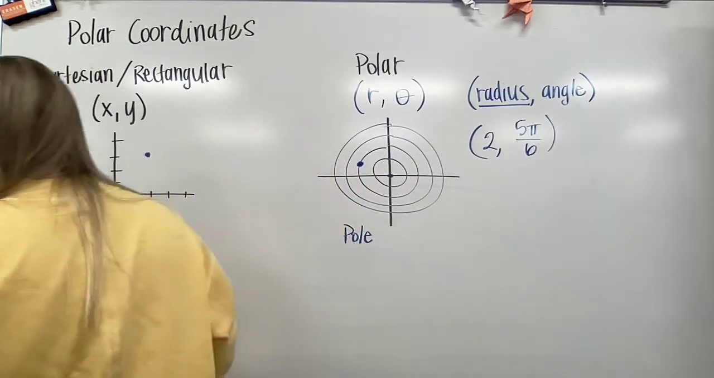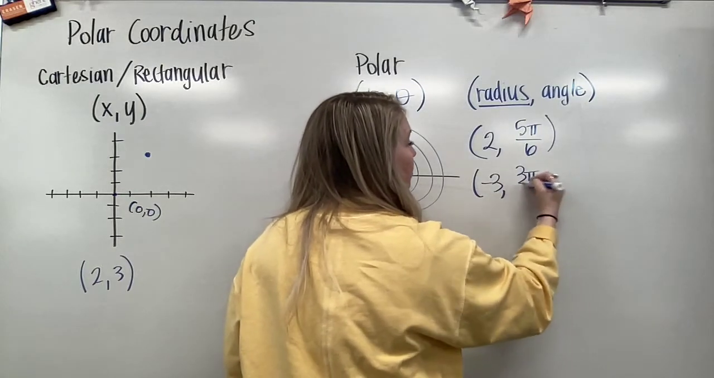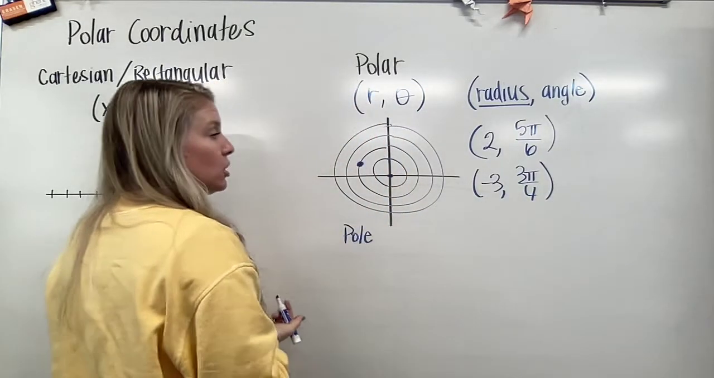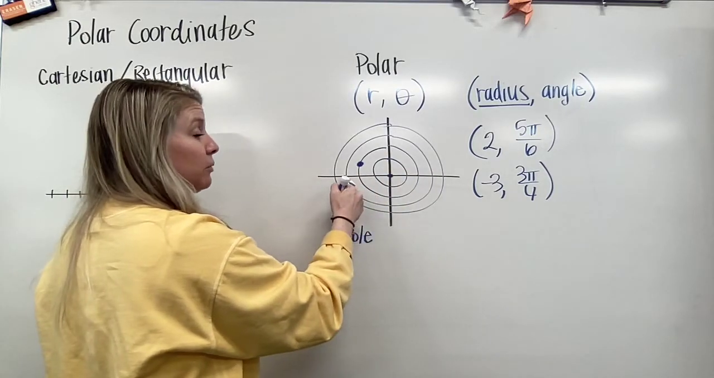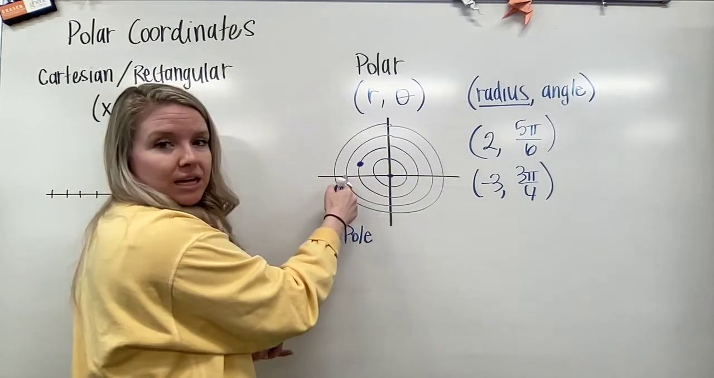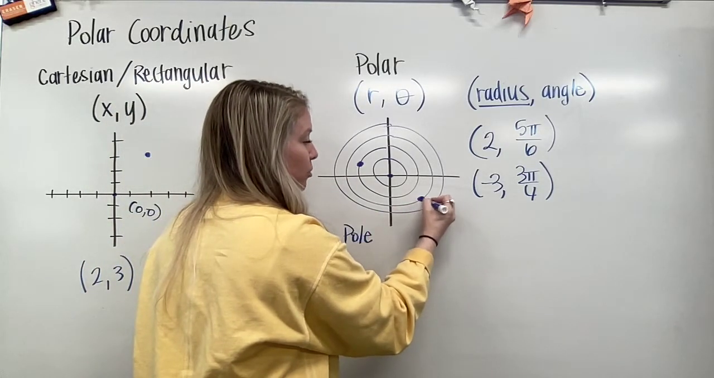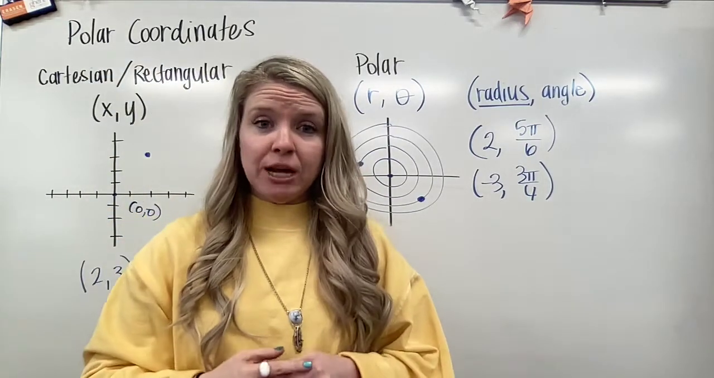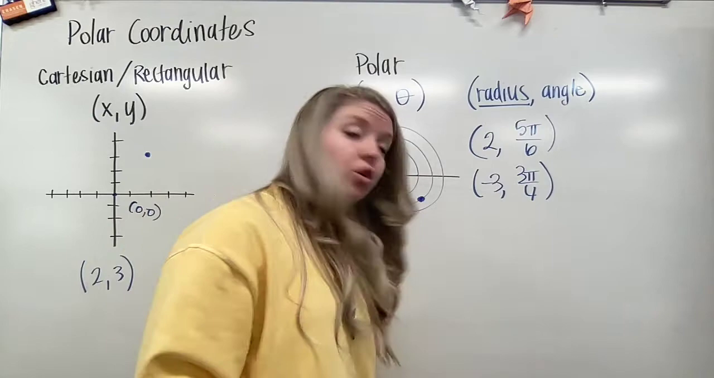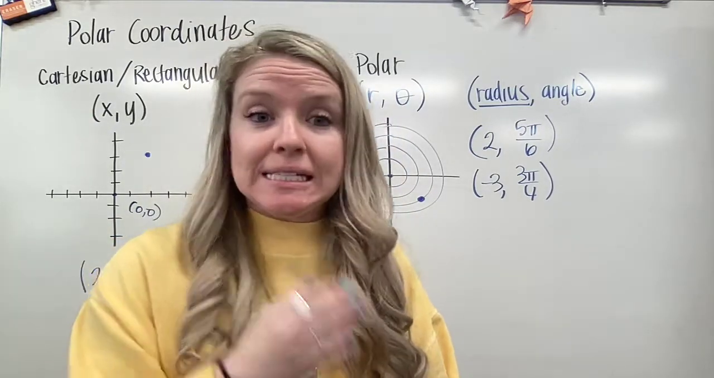All right, let's do another point. Let's say we're going to have (-3, 3π/4). So what that means is I'm actually going to go to the left to my negative 3 radius, and now I'm going to rotate 3π/4. So that's 1, 2, and that point is going to land here. Not too shabby, right?